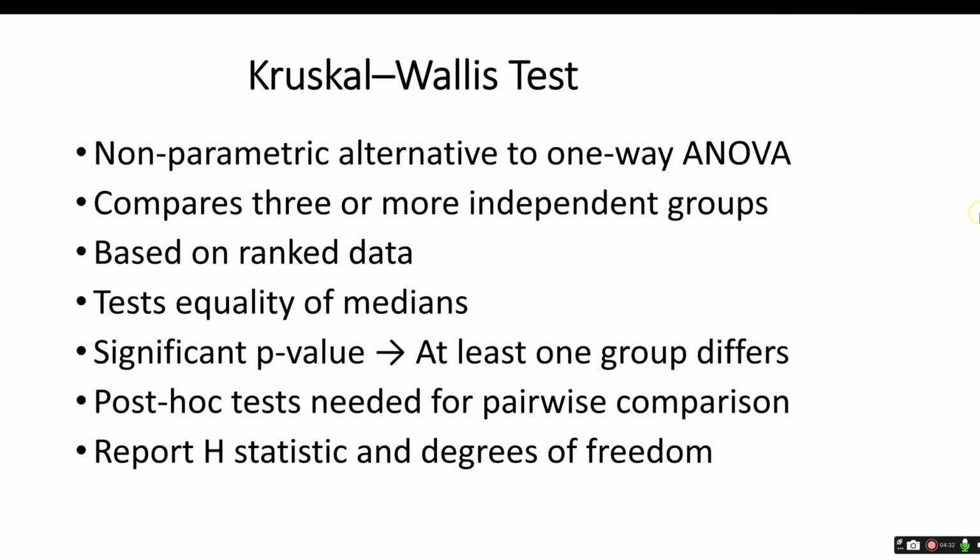Yeah, the Kruskal-Wallis test. It is a non-parametric test, an alternative to one-way ANOVA. So if you have more than two samples, then you can do the Kruskal-Wallis test. It compares three or more independent groups. It's also based on the rank. With a significant p-value, at least one group differs. The p-value is less than 0.05, there's a significant difference. And if it is more than 0.05, there is no difference.